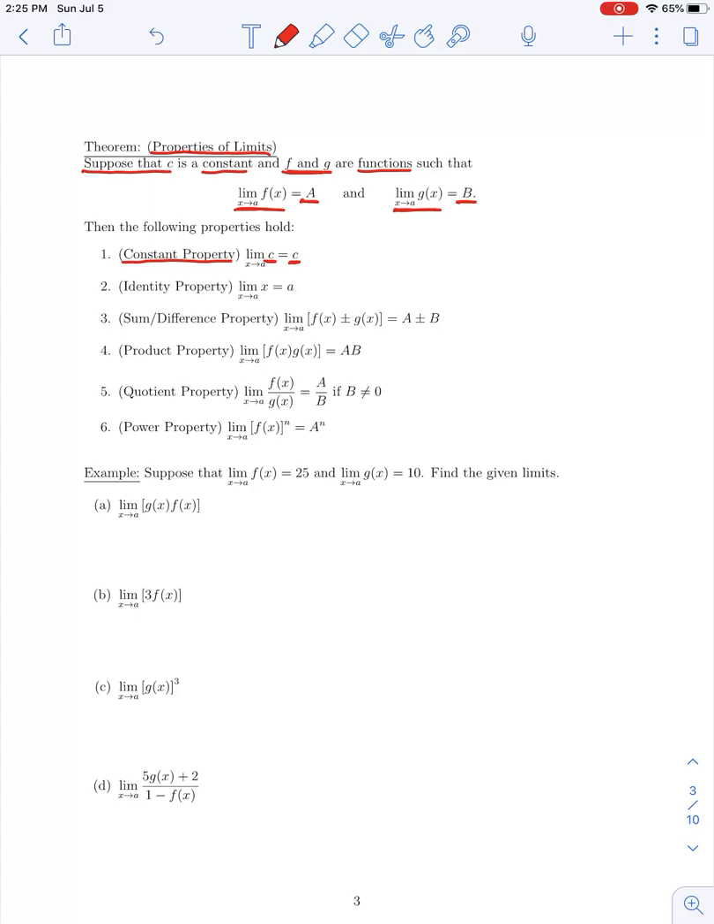Now the second property is called the identity property, and it says that the limit as x approaches a of x is equal to a. And that kind of makes sense if we think about what a limit is describing. We're asking here, well, what happens to the values of x as x is getting closer and closer to a? Well, the values are getting closer and closer to a. So the limit of x is a if x is approaching a.